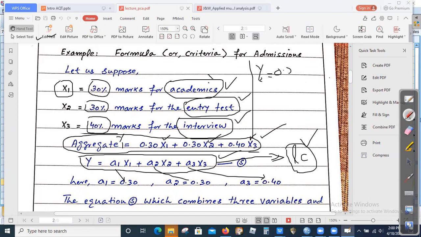We would just make it 0.2 x1 plus, let me just say, 0.5 here, 0.5 x1 plus, let's say, 0.3 x2 and plus 0.2 x3.